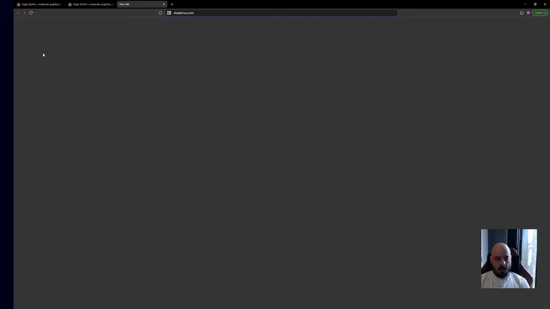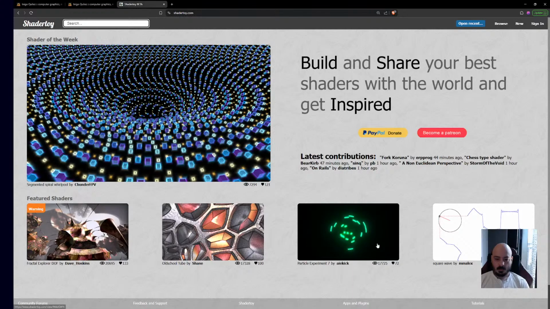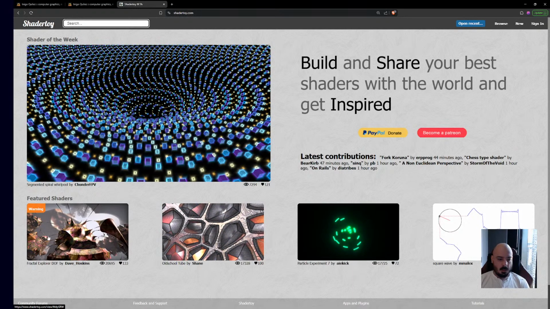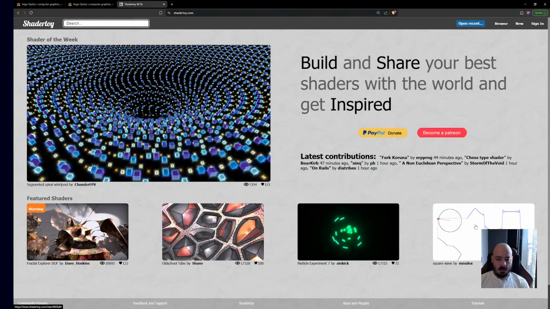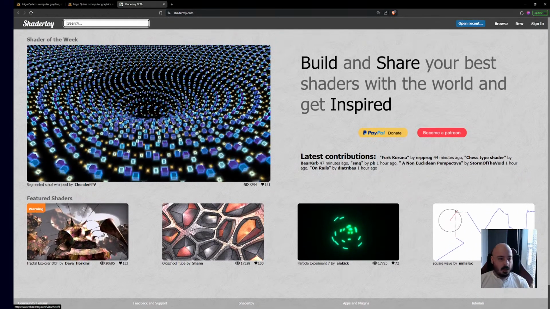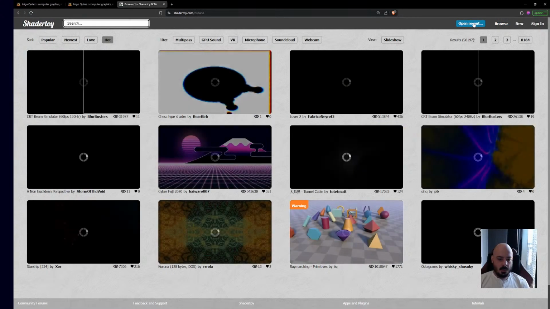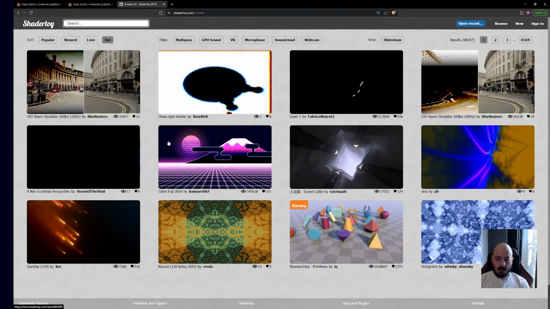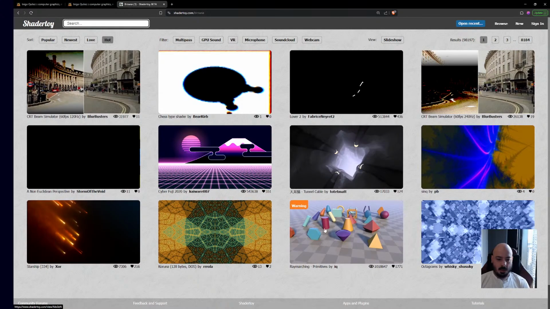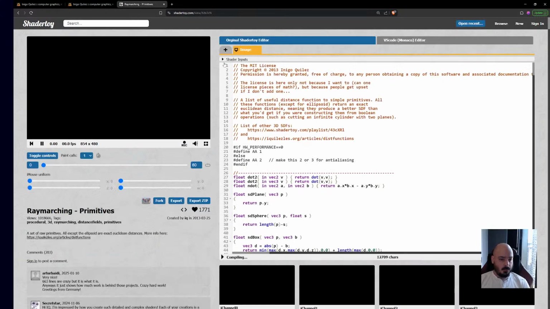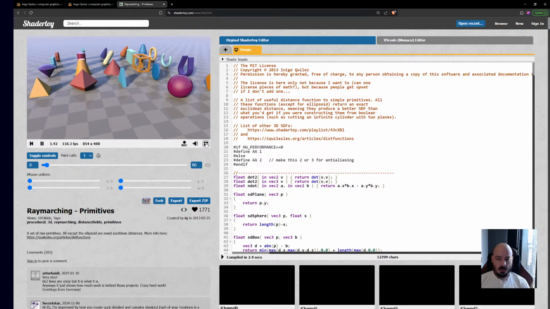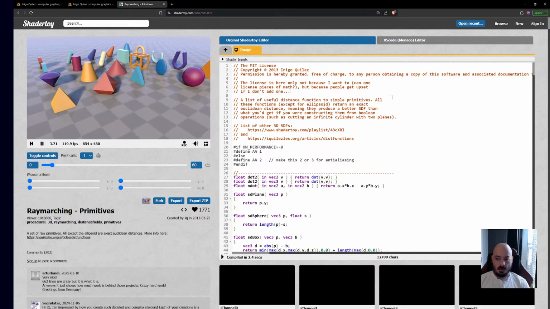So shadertoy.com. If you have not been to this website, it's really cool. You can just see people's amazing shader creations in here, and people do some really crazy stuff. So if we have a look at the browse, actually look at this, ray marching. It says warning, this shader takes too long to compile. Okay, that's okay. So this is a fully ray marched scene.